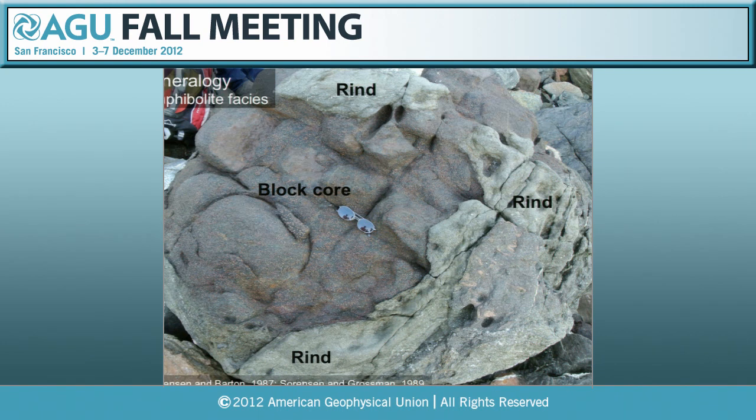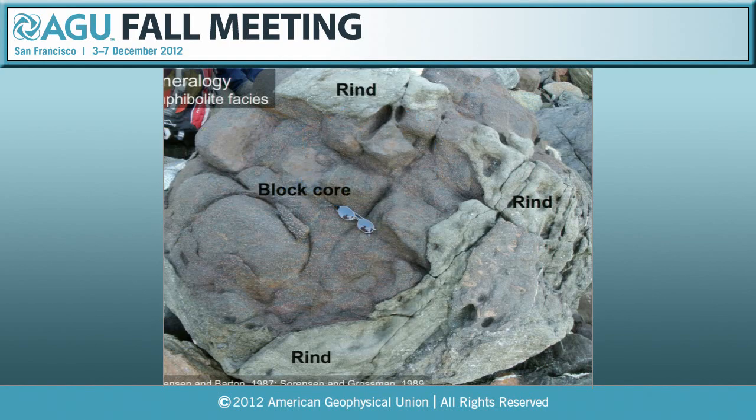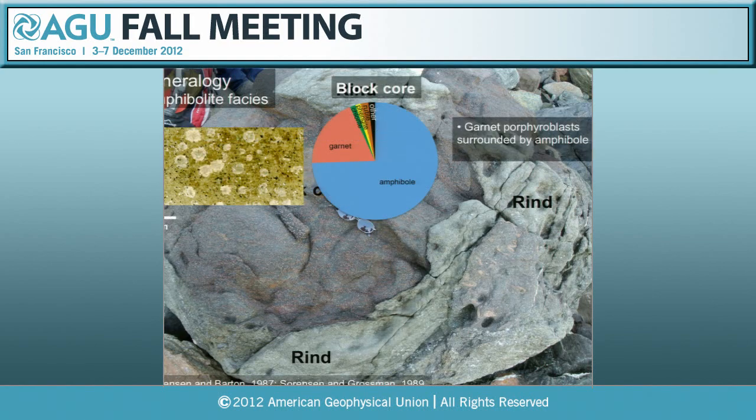This shows a field photograph of one of these block cores along with its associated rind, garnet amphibolite block core, and actinolite-rich rind. I'm going to start by describing the highest grade, the amphibolite facies rinds. These have been well described in the literature. Sorena Sorensen and her colleagues described these in the mid-1980s. Whoops, sorry, it's going too fast again.